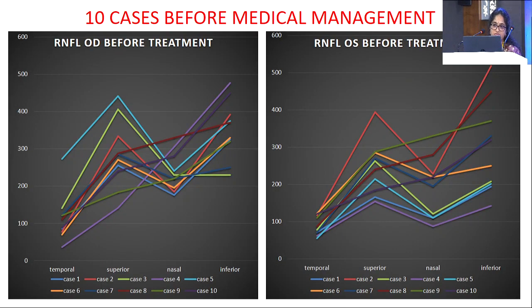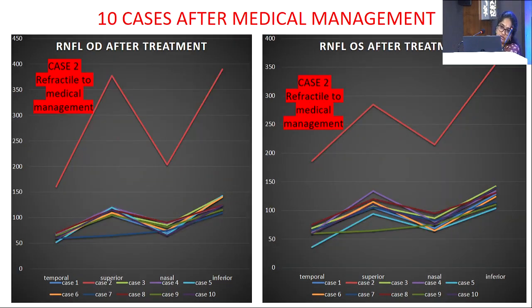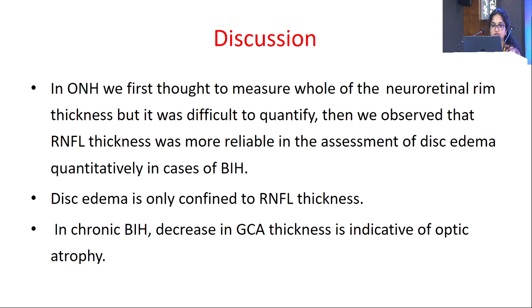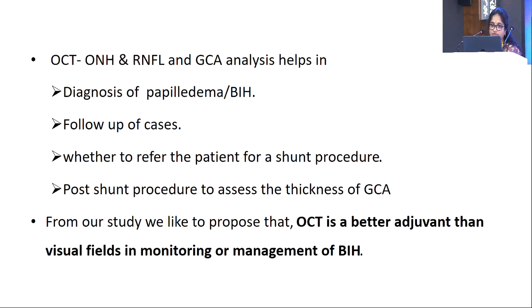These are the 10 cases before medical management, and this one case which we had given shunt procedure is highlighted here. Coming to the discussion, in optic nerve head analysis, we first sought to measure the whole of the neuroretinal rim thickness, but it was difficult to quantify. Then we observed that RNFL thickness was more reliable in assessment of disc edema quantitatively in cases of BIH. Disc edema is only confined to RNFL thickness. In chronic BIH, decrease in GCA is indicative of optic atrophy.